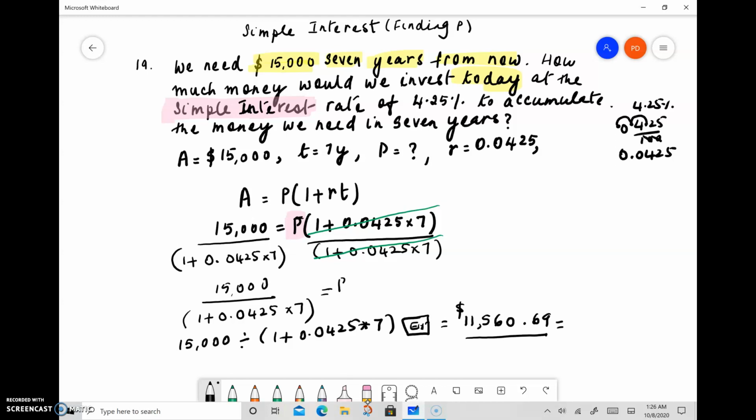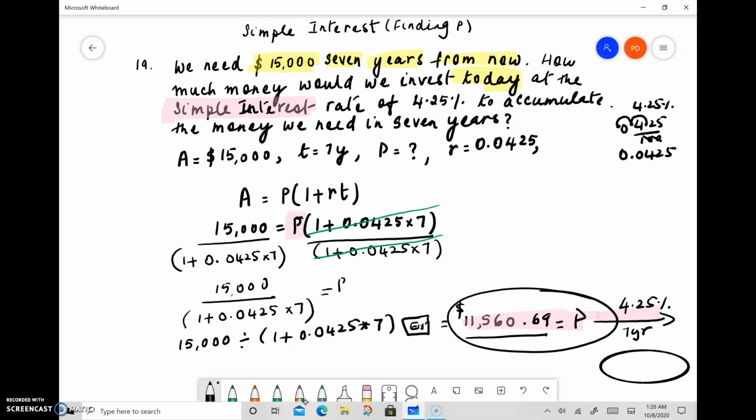So this tells us that P is equal to $11,560.69, which means that if we invest $11,560.69 into a simple interest account at the rate of 4.25% at the beginning of time, then in 7 years, so we leave it for 7 years, at the end of 7 years, we can collect $15,000.